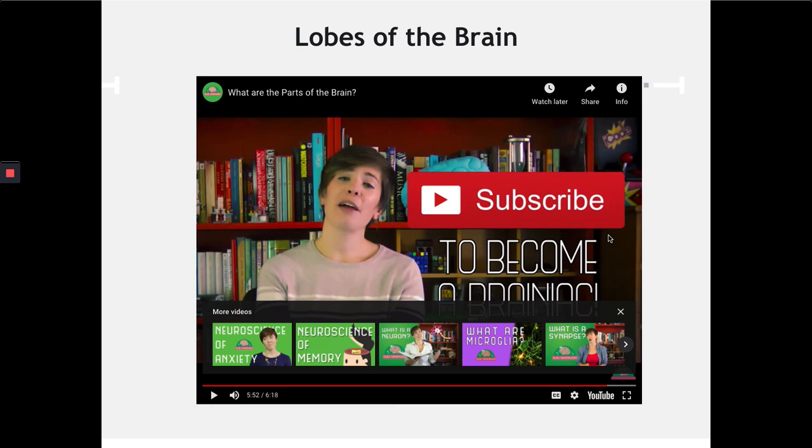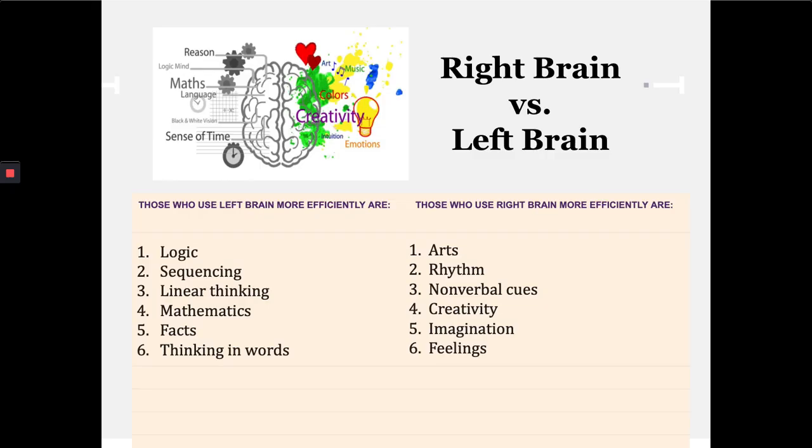All right, now we've learned about the brain structure, the four lobes of the brain, and lastly, we're going to learn about right brain or left brain. Your brain is divided into two halves or hemispheres. Within each half, particular regions control certain functions. You may have heard people talk about being right or left brain dominant. We're going to learn more about that today.